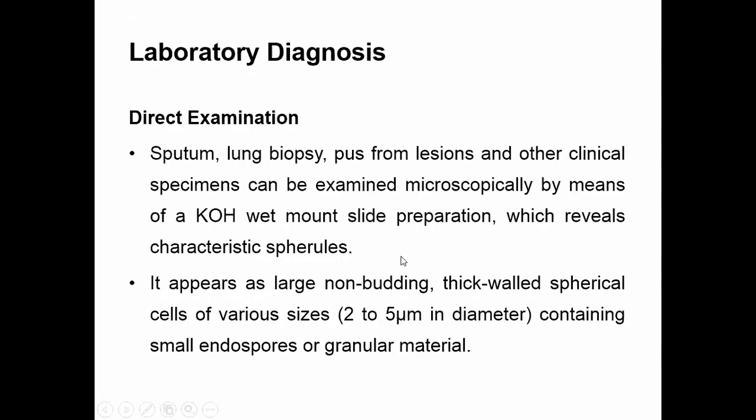How do we diagnose it in the laboratory? Is there any specific way to diagnose it or not? Yes, there is a specific test, which we call direct examination of sputum. We can go for a lung biopsy first also. Because it flourishes very well in acidic conditions, we go for an alkaline KOH treatment. So we identify it microscopically using 10% KOH.